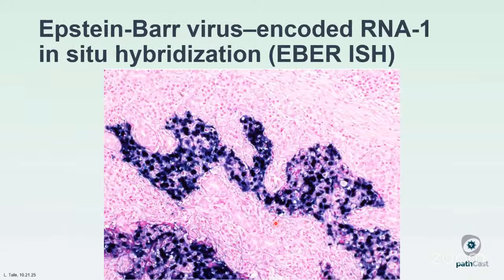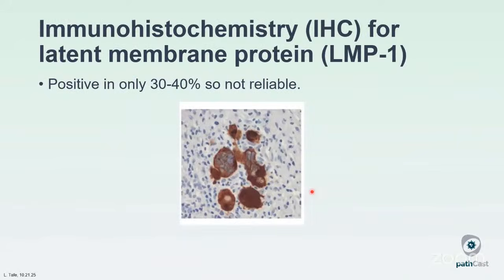So EBV-ISH or EBER-ISH is a really nice stain, showing you this dark nuclear staining in the tumor cells, indicating the presence of the virus within the tumor tissue itself. And just an example of the LMP.